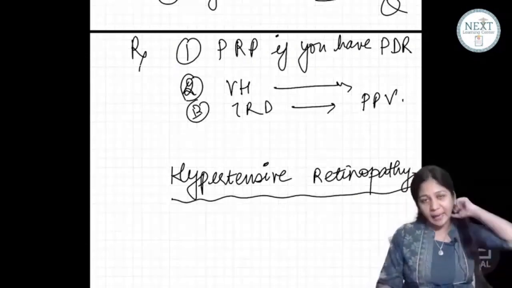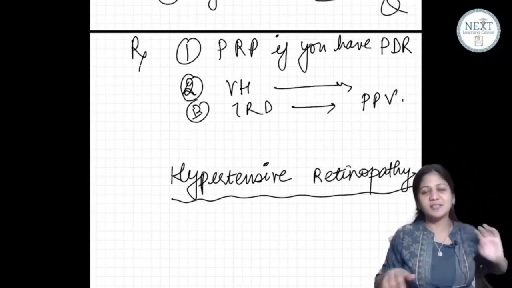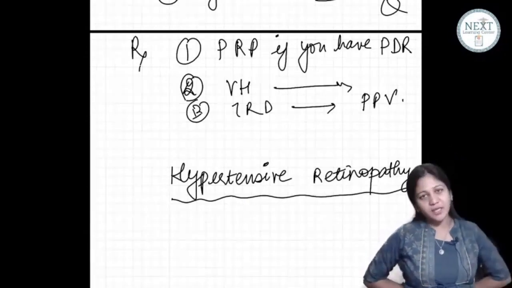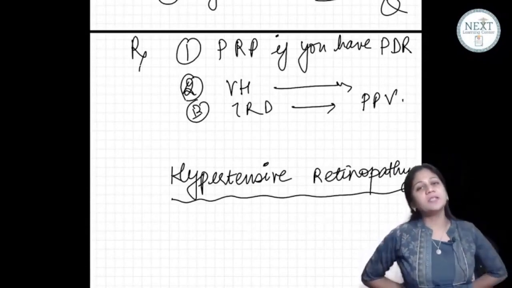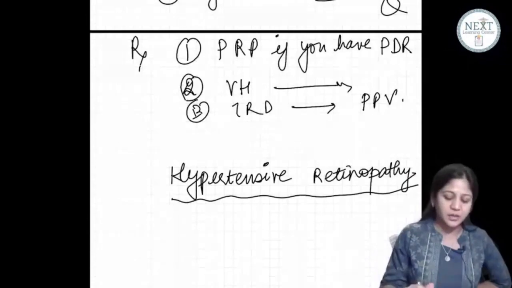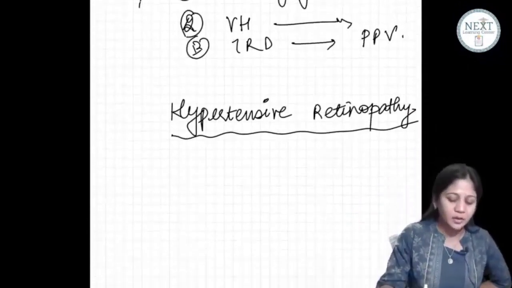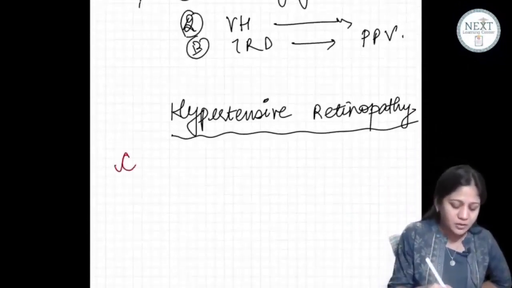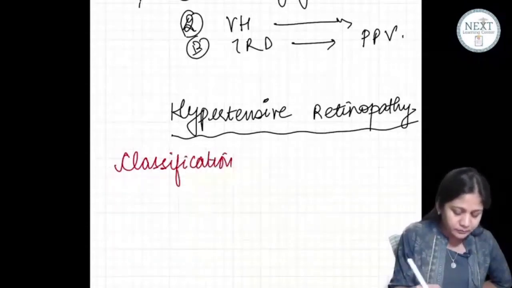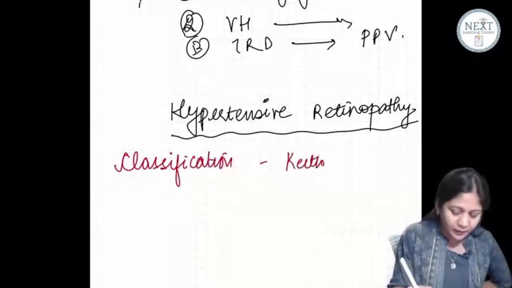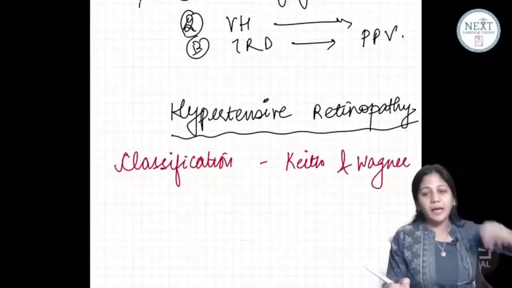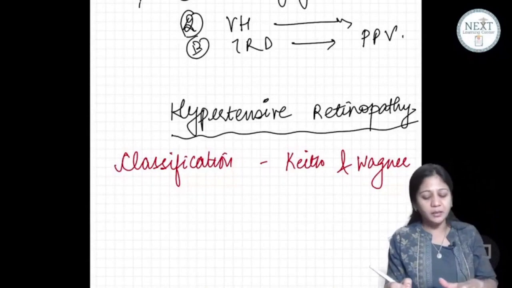So we are done with diabetic retinopathy. Congratulations. The next one we are going to read is hypertensive retinopathy. ठीक है? अब hypertensive retinopathy में भी बहुत similar features मिलते हैं, but what we have to learn is the classification. So this classification is Keith and Wagner. This is your Keith and Wagner classification. ठीक है?